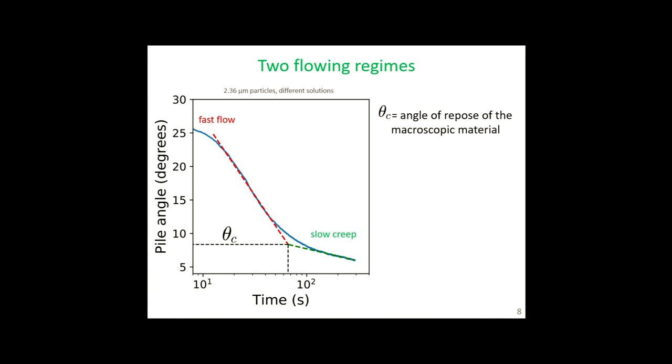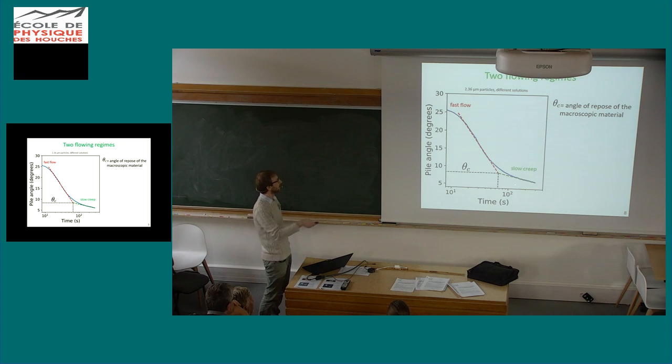So if you look at one flow curve in semilog, you can identify two flowing regimes. One fast flowing regime that appears at the beginning at high angle, and one slow creep regime that appears below a threshold angle, theta c. And we believe that this threshold angle is simply the angle of repose of the macroscopic material.